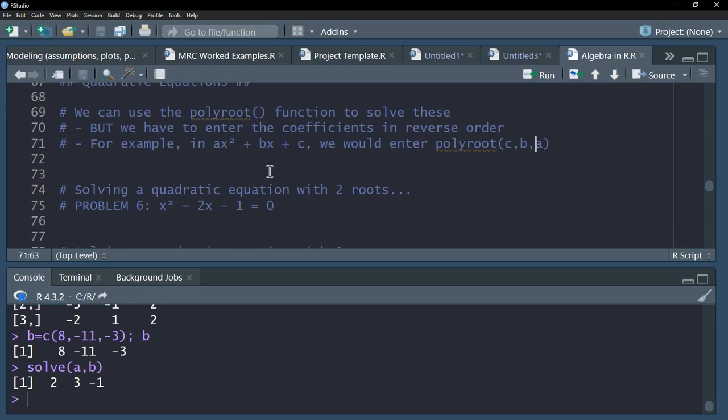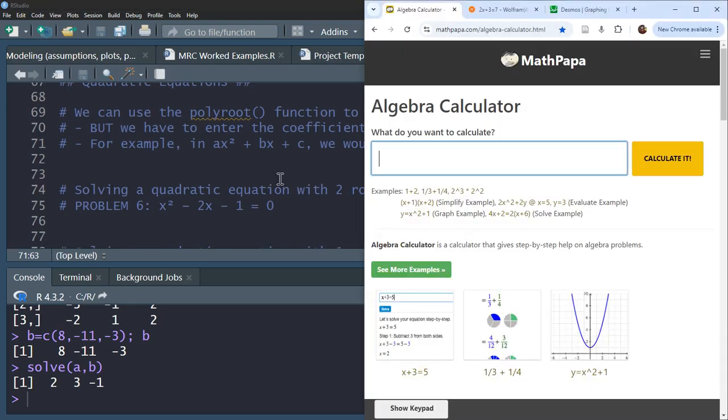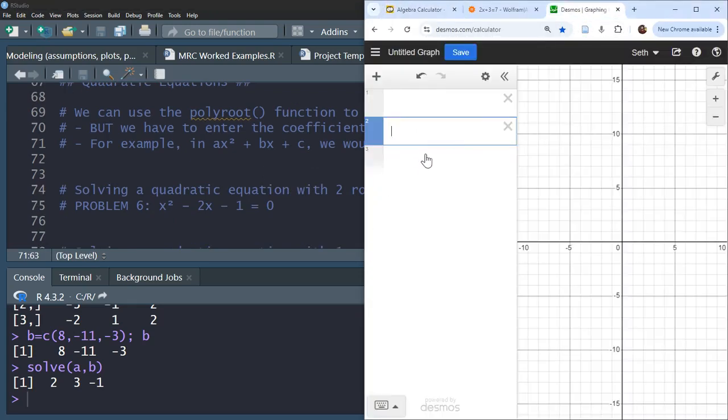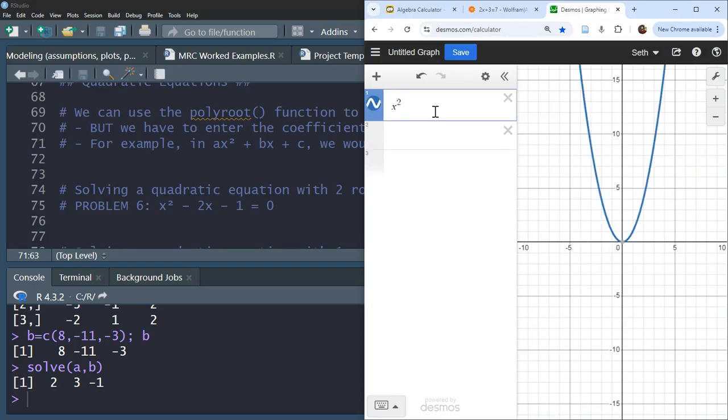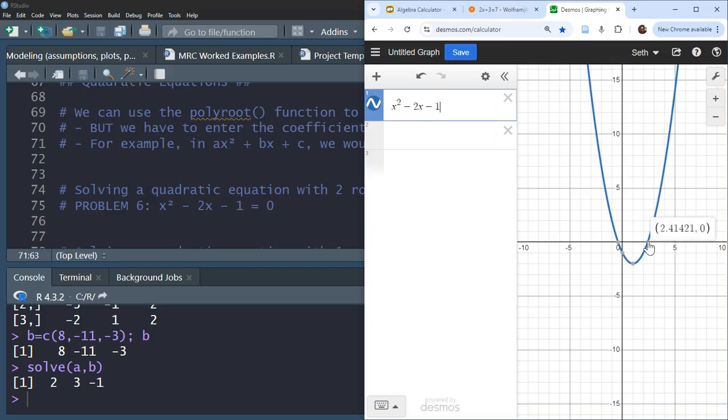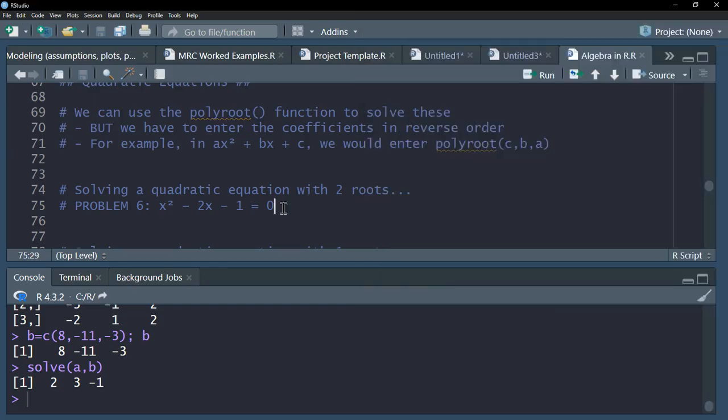So let's just visualize real quick what's going on. We'll say x squared minus 2x minus 1. So here the roots of this parabola are 2.41 and negative 0.41. So that's a quadratic equation with 2 roots.